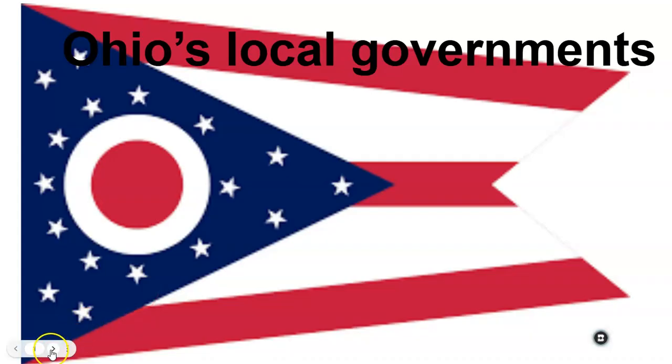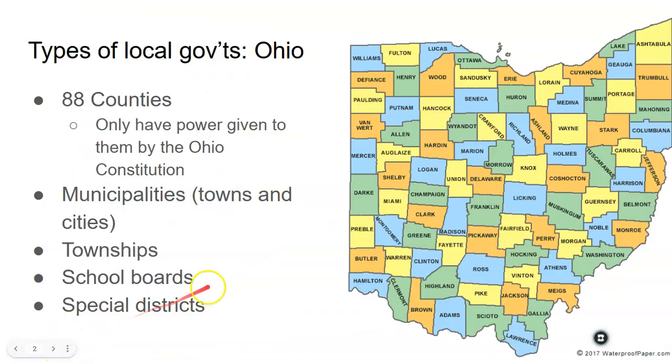Okay, so this video is specifically about Ohio's local governments. Ohio has 88 counties. So a county government is one example of a local government that we have here in Ohio. Other examples are municipalities, which is just a fancy word for towns or cities, townships, school boards, and special districts. Each of the 88 counties in Ohio only has the power given to it by the Ohio Constitution, which means that their power is actually quite limited.